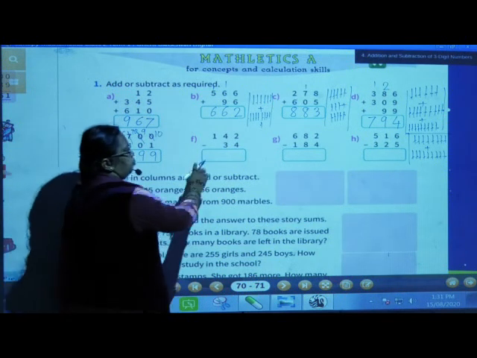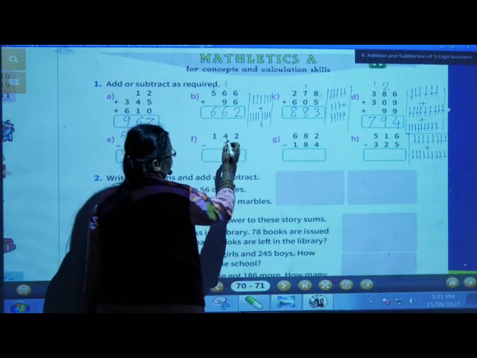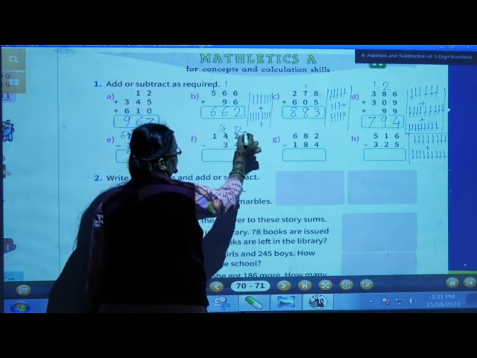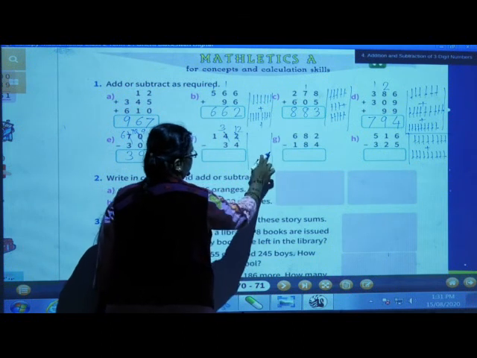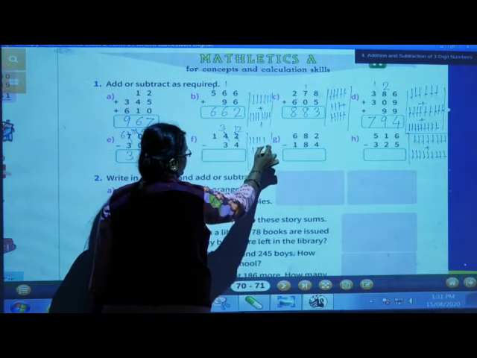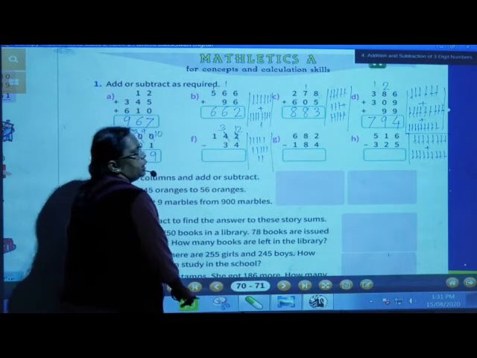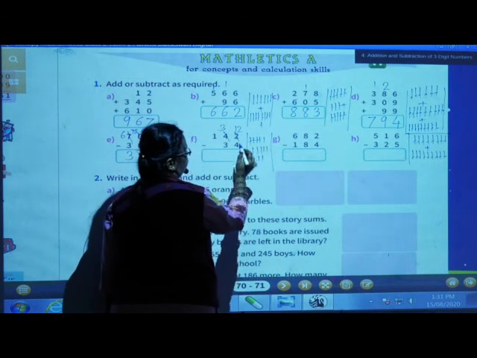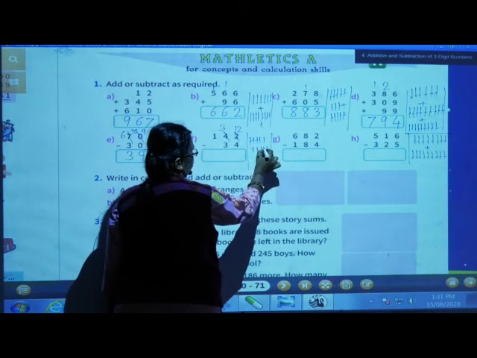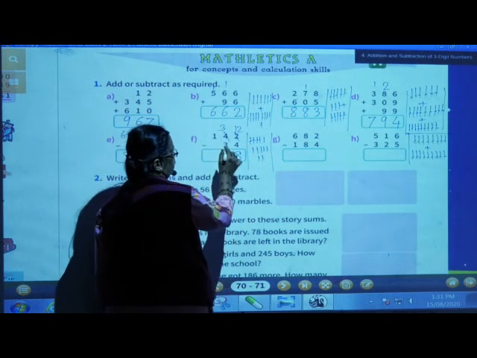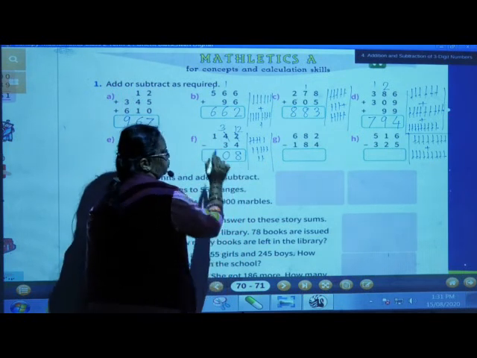Next, 2 minus 4. So from here you'll take 1, here 12. Then 12 minus 4. Counting 1, 2, 3 up to 12, then 12 minus 4: 1, 2, 3, 4. How much remains? 1, 2, 3, 4, 5, 6, 7, 8. 8. Then 3 minus 3 is 0, as it is 1.